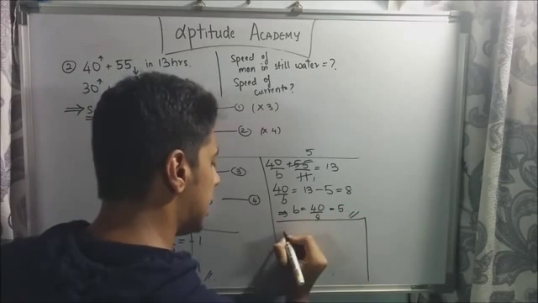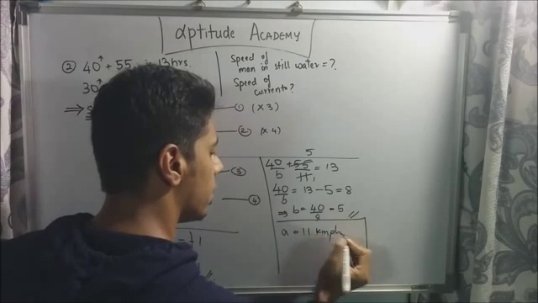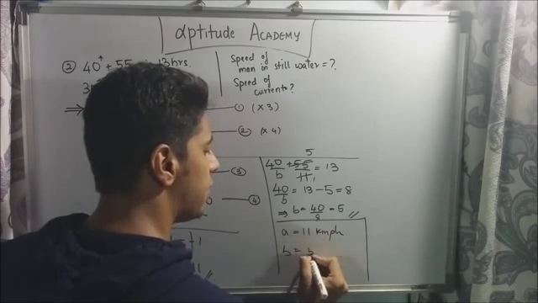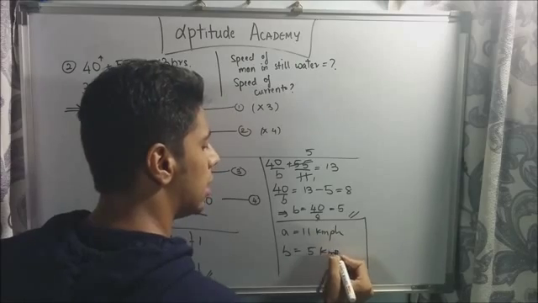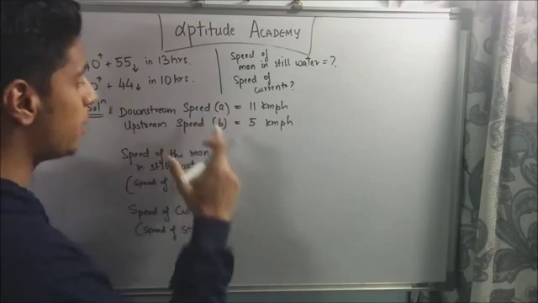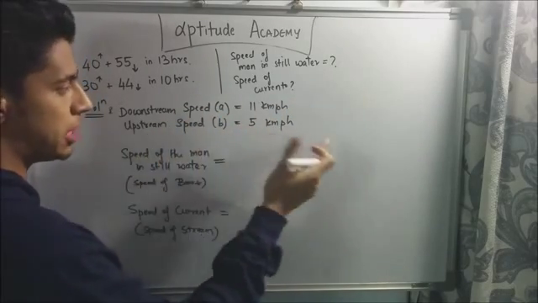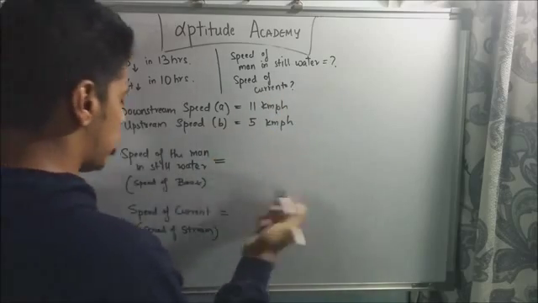So we have found that the downstream speed A is 11 kilometers per hour and B is 5 kilometers per hour. Now we simply have to plug in the shortcut formula and find both of these values. Alright, so now we got the downstream speed A as 11 kilometers per hour and upstream speed B as 5 kilometers per hour. Now we simply plug into the shortcut formula.